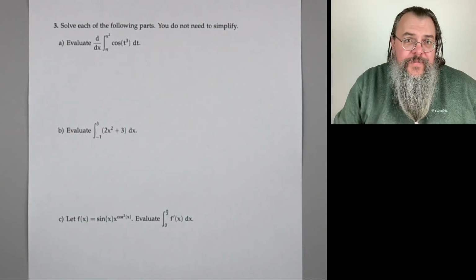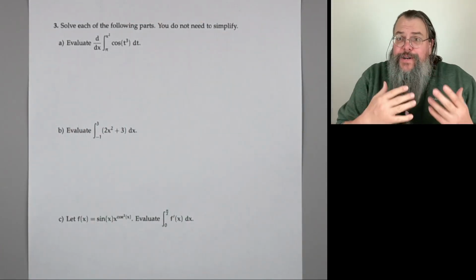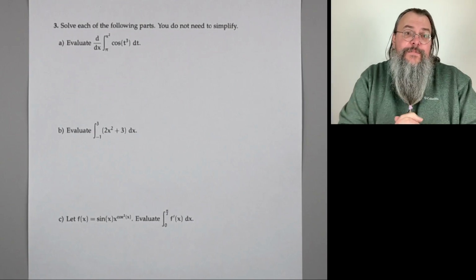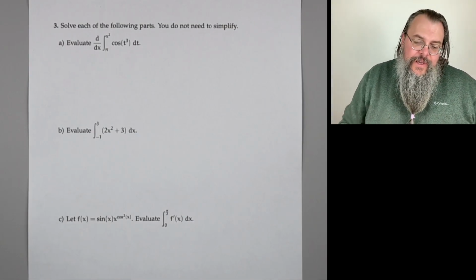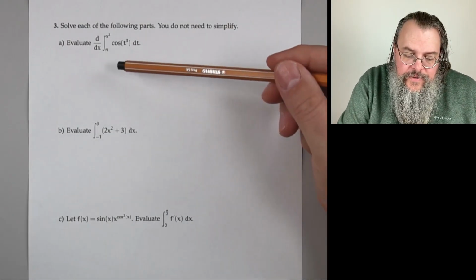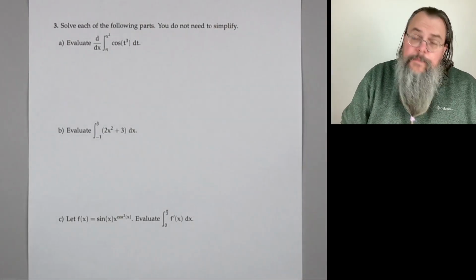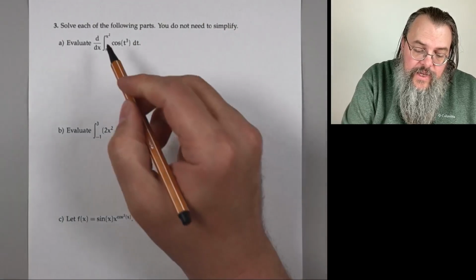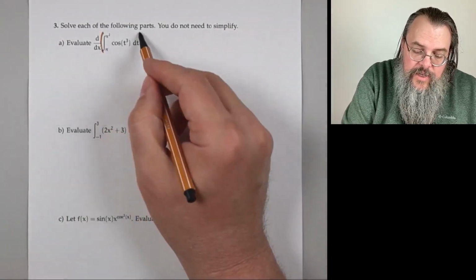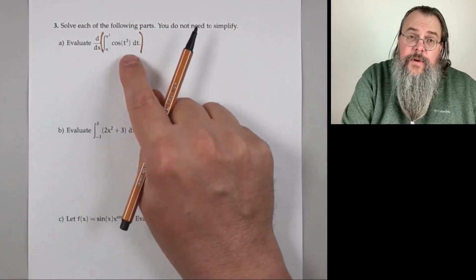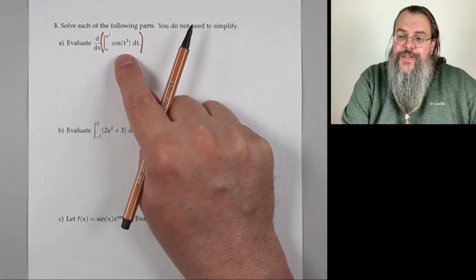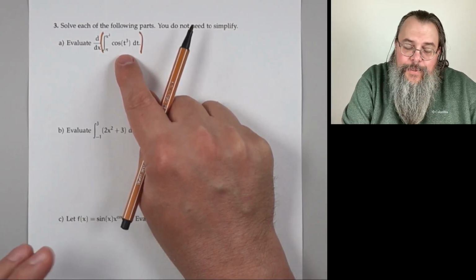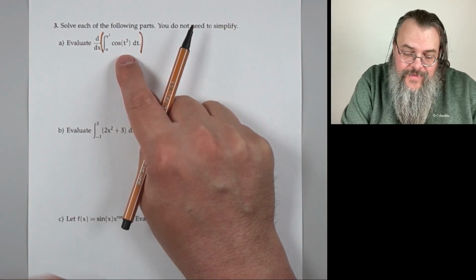Number 3, solve each of the following parts. You do not need to simplify. Okay, so we start with part A. We're after the derivative from pi up to x squared of cosine t cubed dt. Now, the good news is you might say, hopeless. How do you integrate cosine t cubed? And the answer is, you don't. You can't. But do you have to?